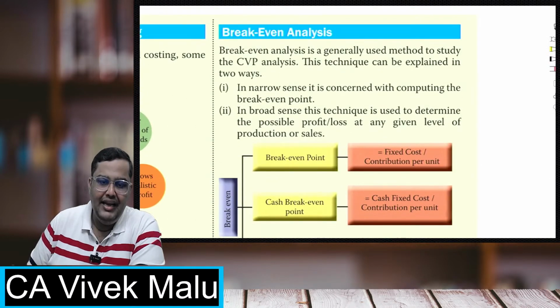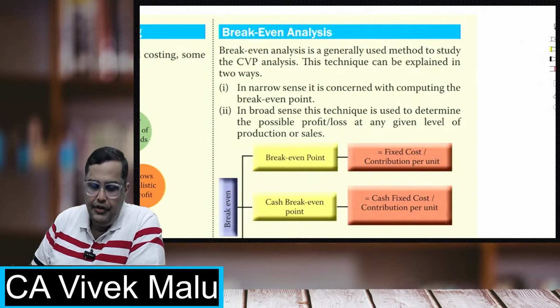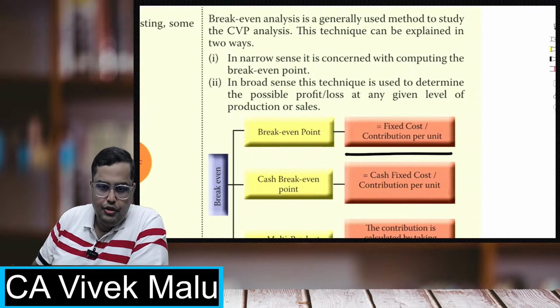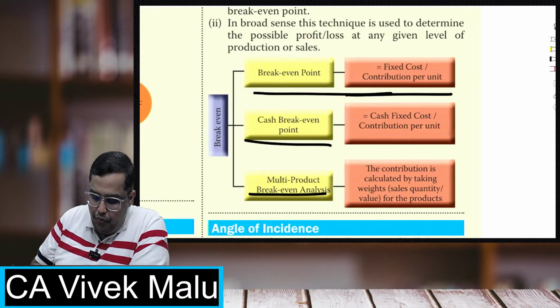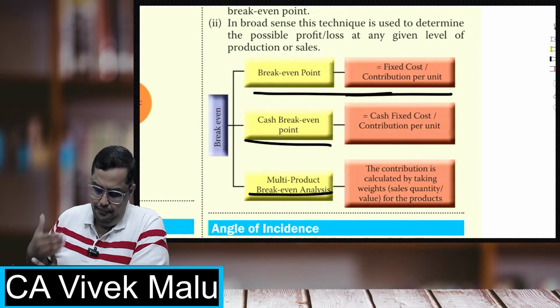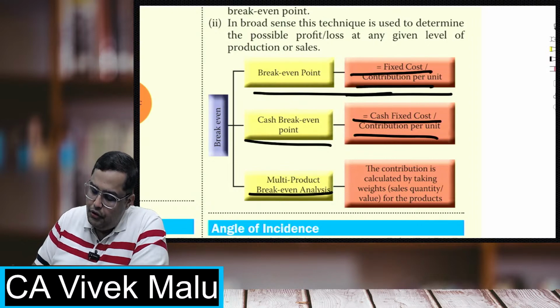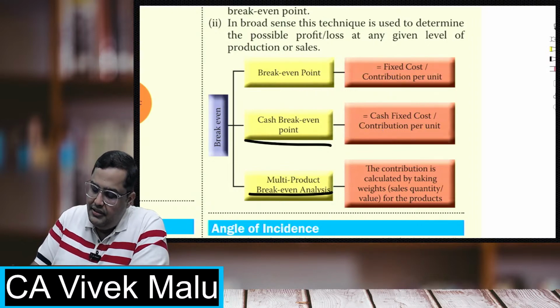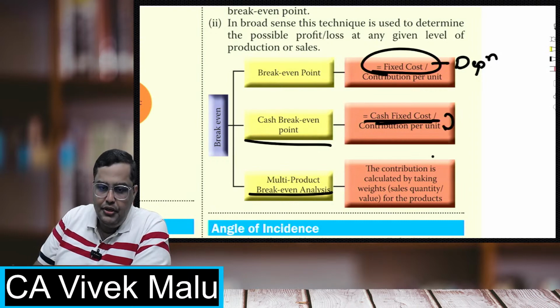Now, students, coming to break-even analysis, we have already discussed it as a point of no profit, no loss. The formula is very simple: fixed cost upon contribution per unit. But the break-even point can be of three types: a normal break-even point, a cash break-even point, or a multi-product break-even. For the cash break-even point, the formula becomes cash fixed cost upon contribution per unit. The difference is that fixed cost includes depreciation, while cash fixed cost does not. From fixed cost, if I reduce depreciation, I get cash fixed cost, and cash fixed cost upon contribution per unit is the cash break even.